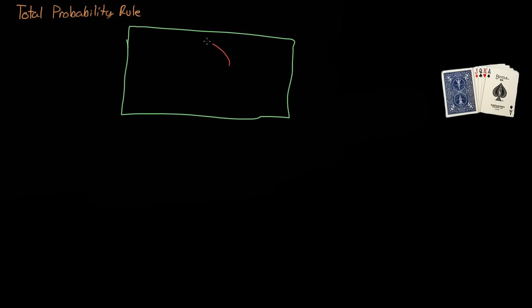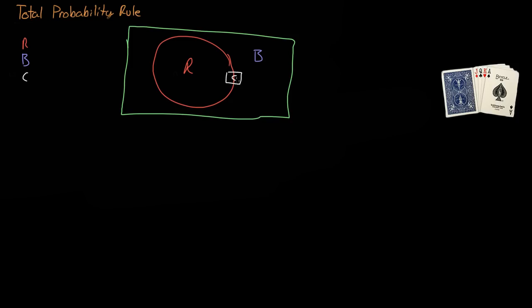This is a quick video over the total probability rule. So let's say we have a Venn diagram, and inside our Venn diagram we have R. So we have some event R, and on the outside we have some event B. So we have event R and event B. Now let's say we have some event that crosses into R and B, and we'll call that C.